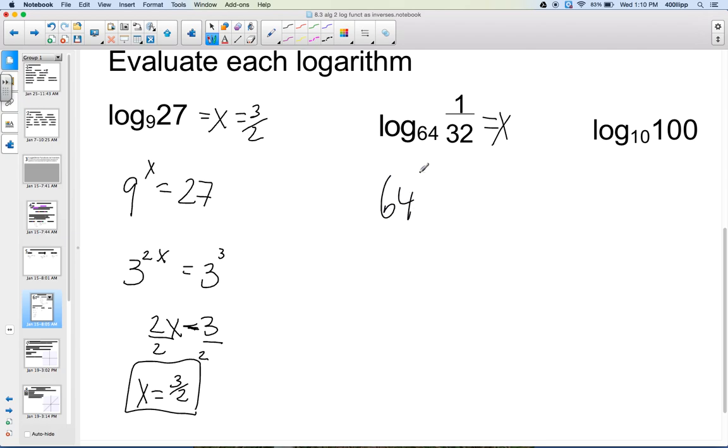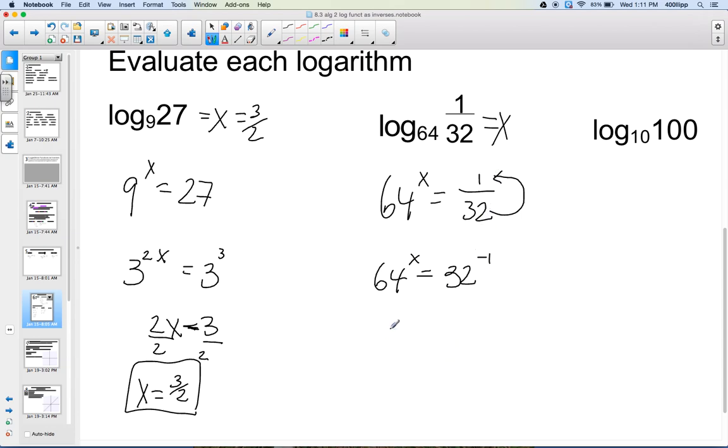I have 64 to the x power is equal to 1/32. So we have a couple options here, but as you can see, one of them is a whole number and one of them is a fraction. So we want to make either both of them whole numbers or both of them fractions. So I'm going to make this one a whole number by bringing this 32 up top, and in order to do that, I'm just going to make it to the -1 power. Because that's the same thing. 32 to the -1 is the same as 1/32.